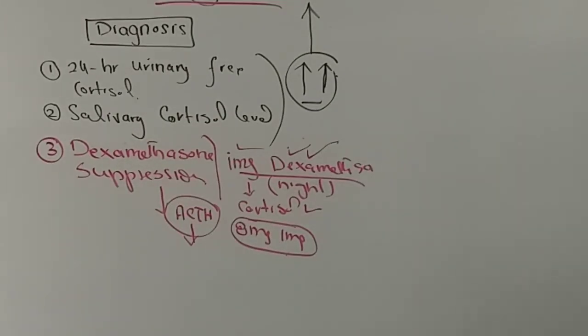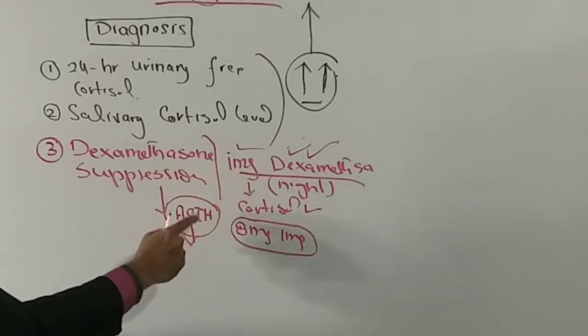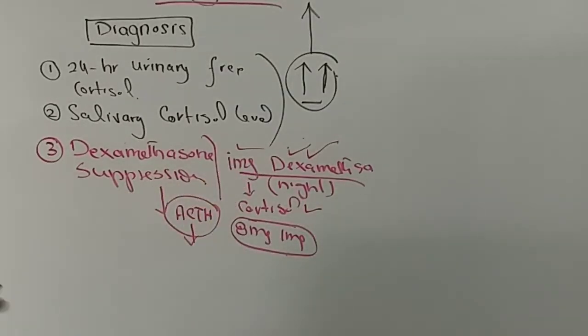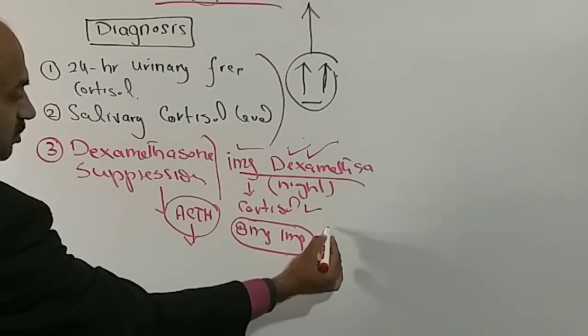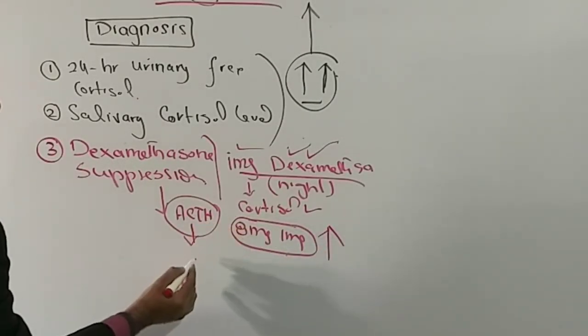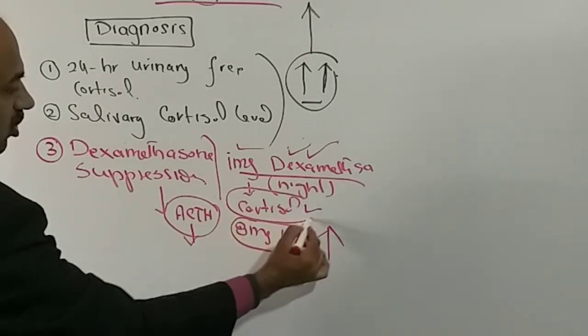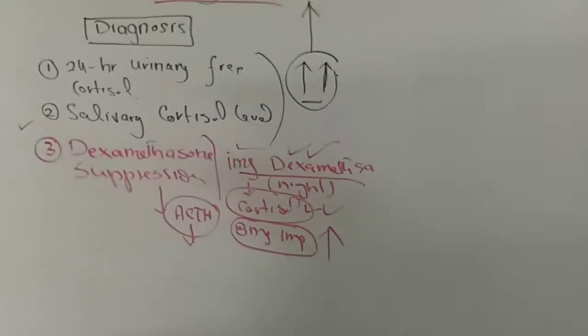But if the source of ACTH is not from the pituitary but is an ectopic source, then even in spite of giving a higher concentration of dexamethasone, there will be no suppression of the morning cortisol. So this is a very important test.